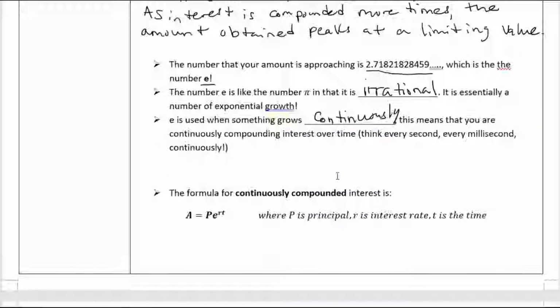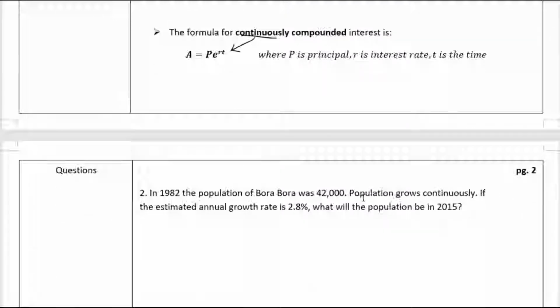So the formula for continuously compounded interest is different, because now that we know it approaches E, we have a different formula for compound interest when we are compounding continuously, and that's A equals the principal times E raised to the rate times time. Or think PERT. This will help you remember. So A equals PERT. For continuous compound interest, you use PERT.